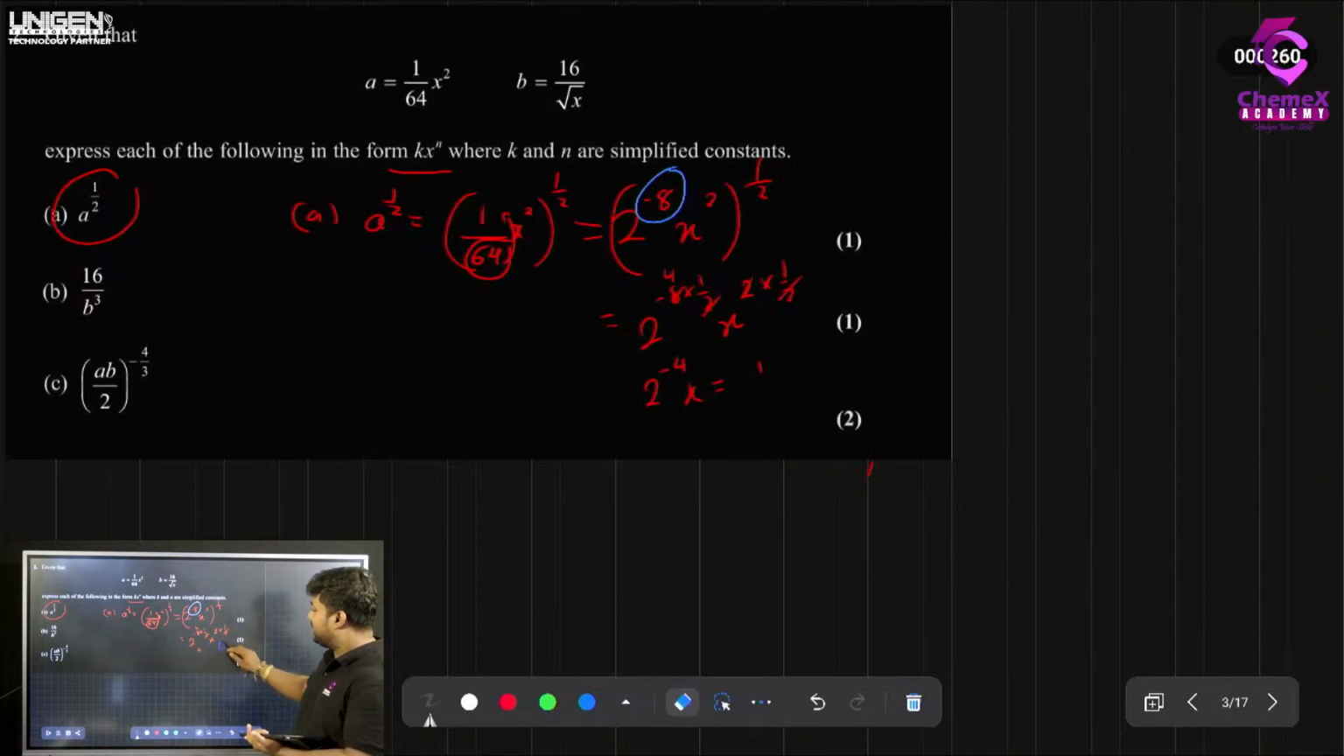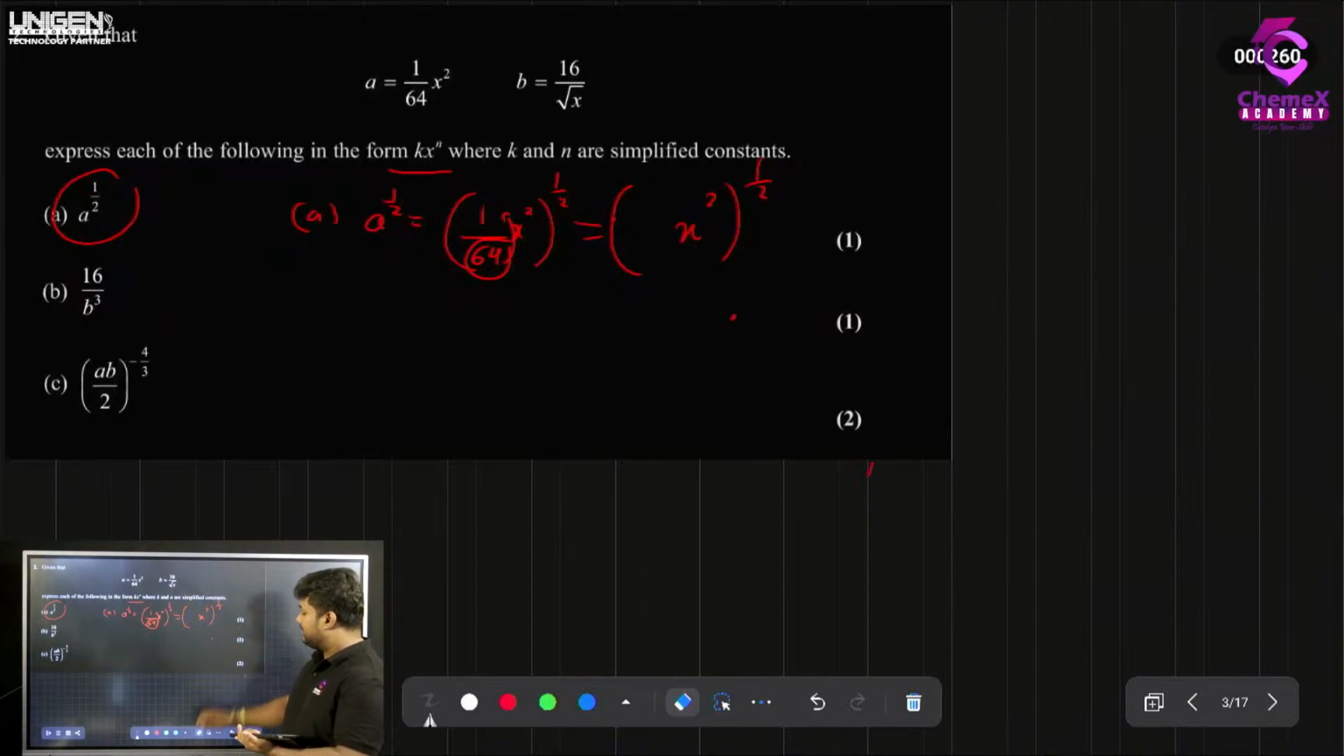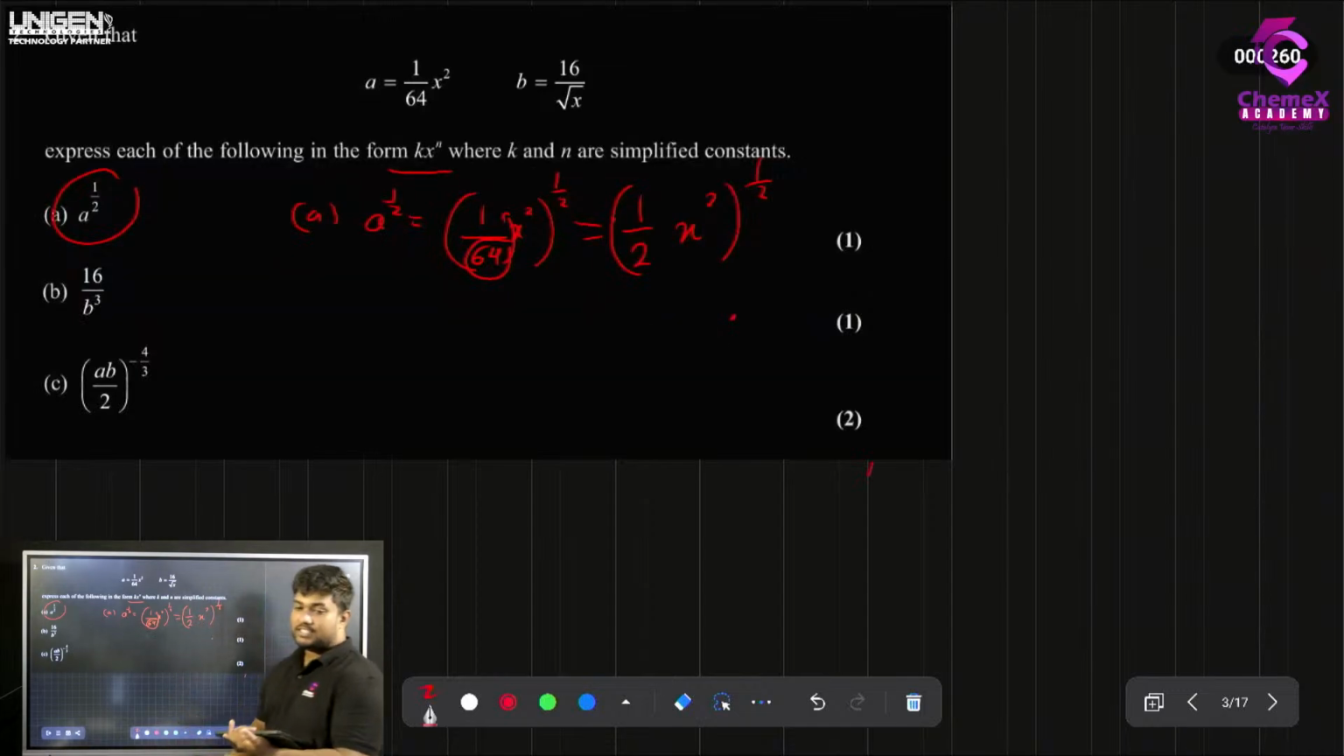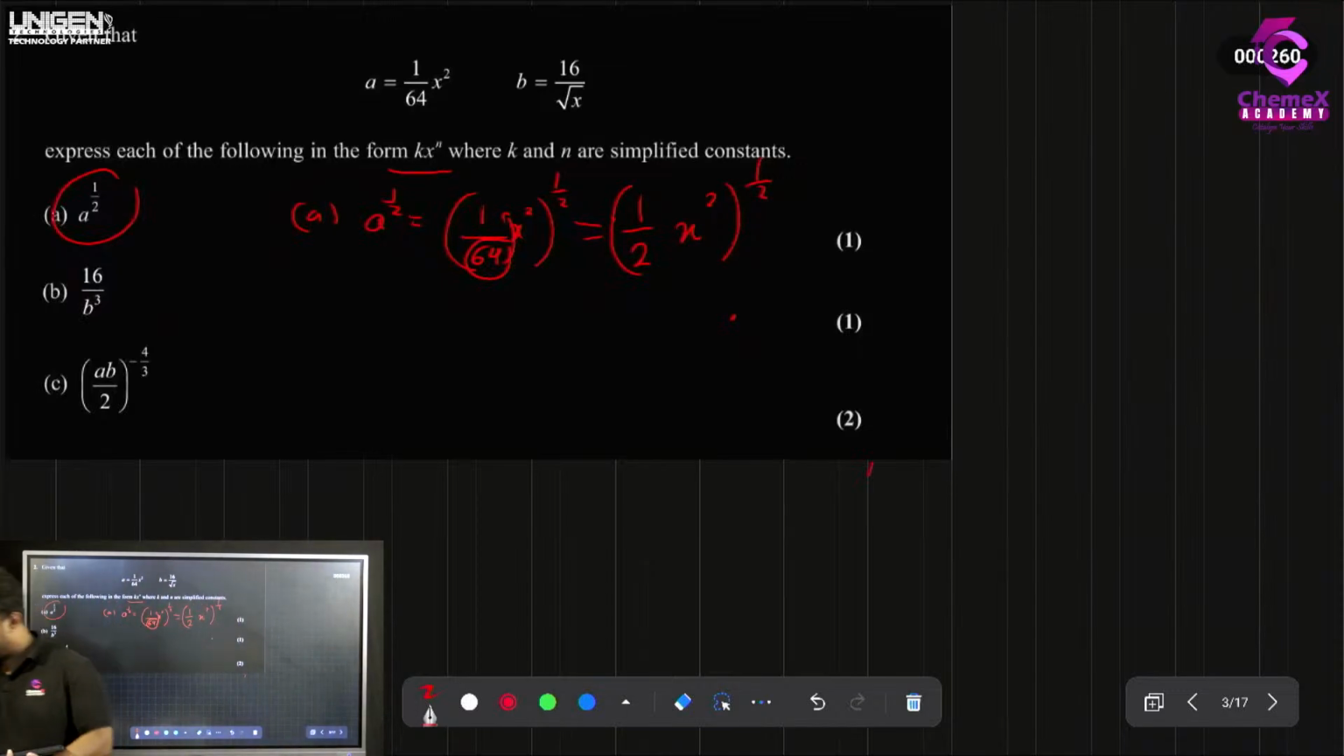Just type it in the calculator and check. What should you get? 1 over 2 to the power... Can you say what is 64? 2 to the power what? 6 there. 2 to the power 6.